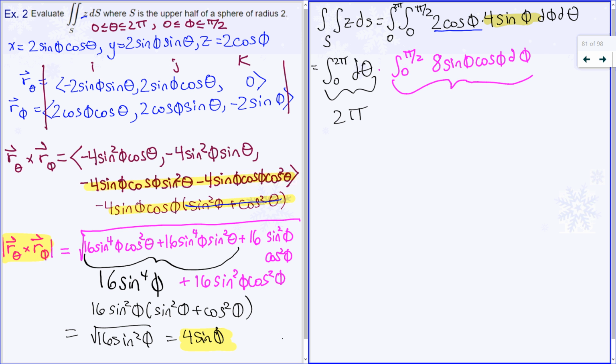So here we have a u-du situation, a substitution. u is our sine, du is our cosine phi d phi. So the integral of 8u du, you can just do regular power rules for that. So we get 4 sine squared phi. You can see that the derivative of that would be 8 sine phi cosine phi.